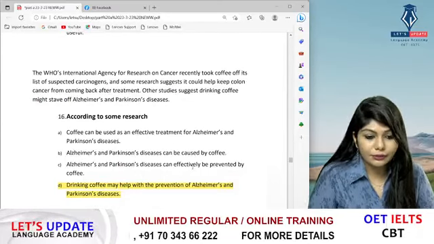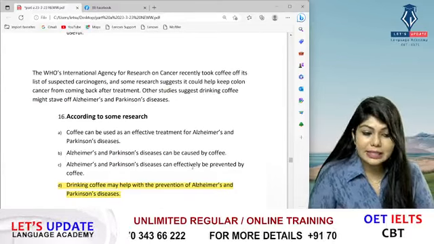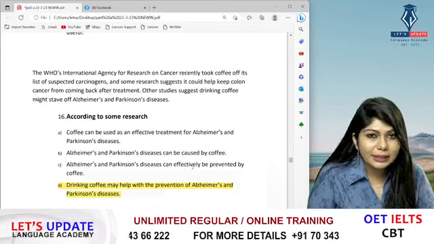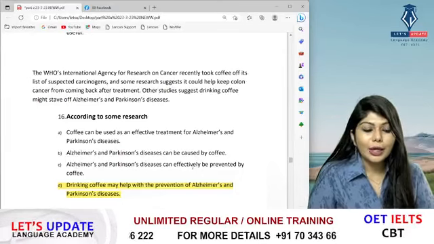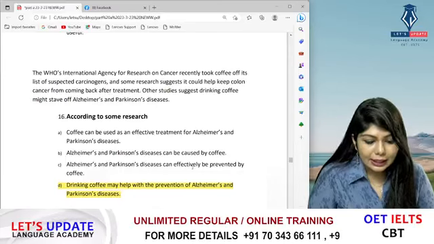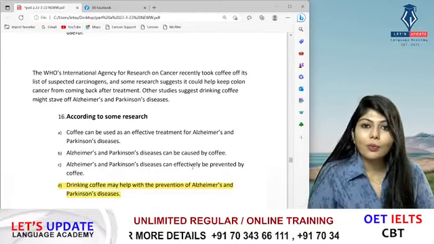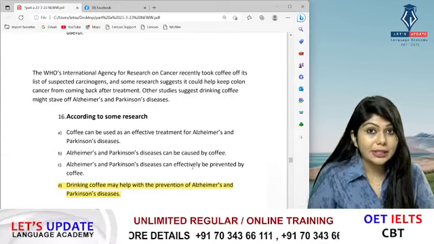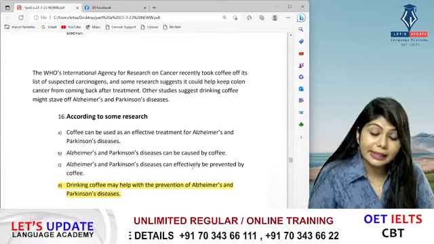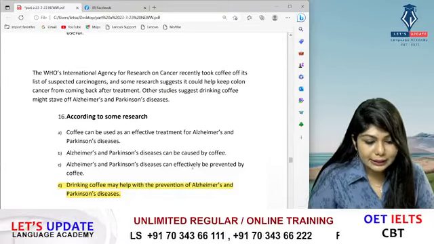Okay, having coffee. And other studies suggest drinking coffee might stave off, which means prevent, so it might prevent Alzheimer's and Parkinson's diseases. Okay, so that is what they suggest. That is what some studies have done that suggest so. Okay, so what do you think would be the correct answer?